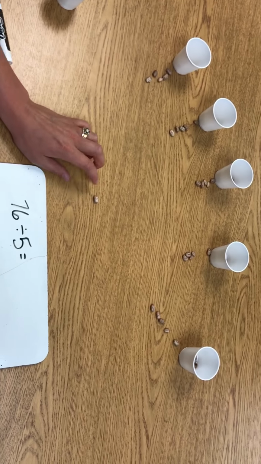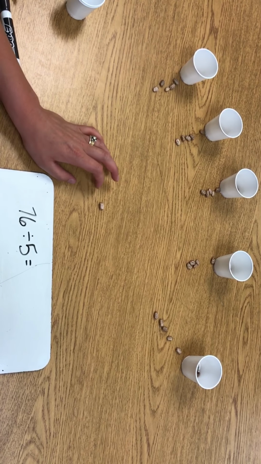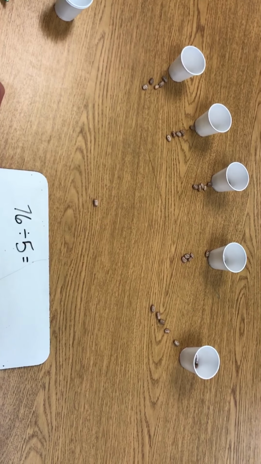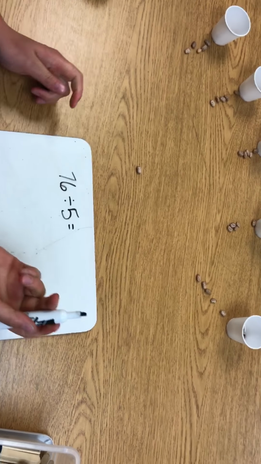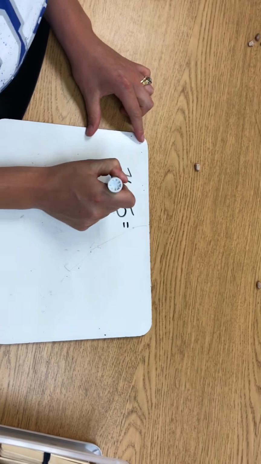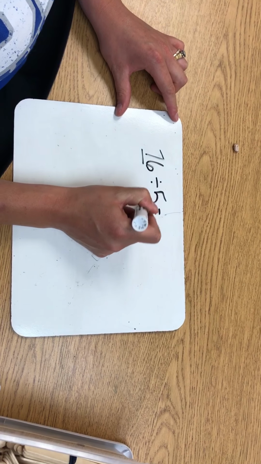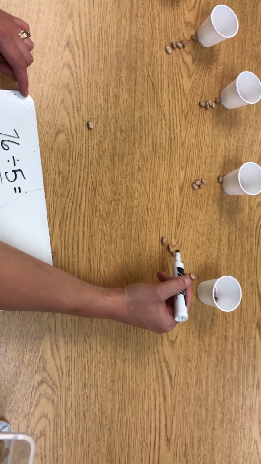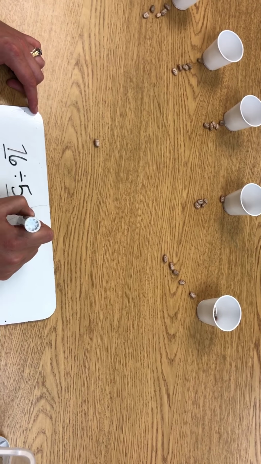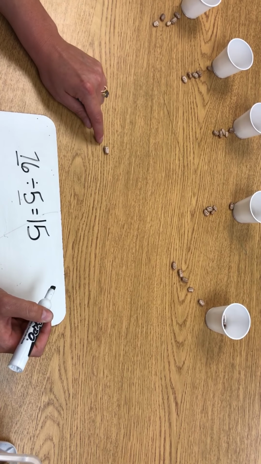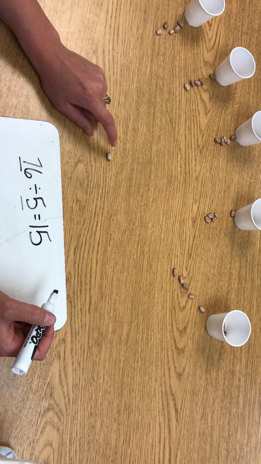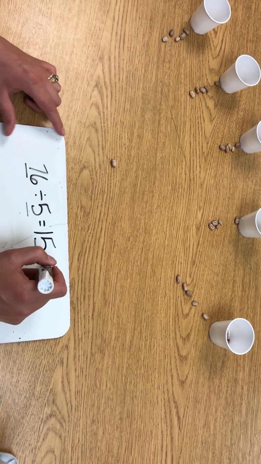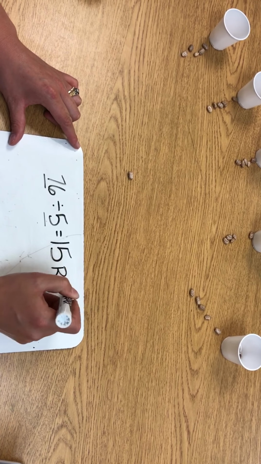But look, I have 1 left over, and I can't give that 1 to any of those groups because then it would be uneven. So I know now that when I split 76 into 5 groups, there has to be 15 in each group. So my answer is 15. But look, I have this 1 left over, which is called a remainder. So that's when we say 15 remainder 1.